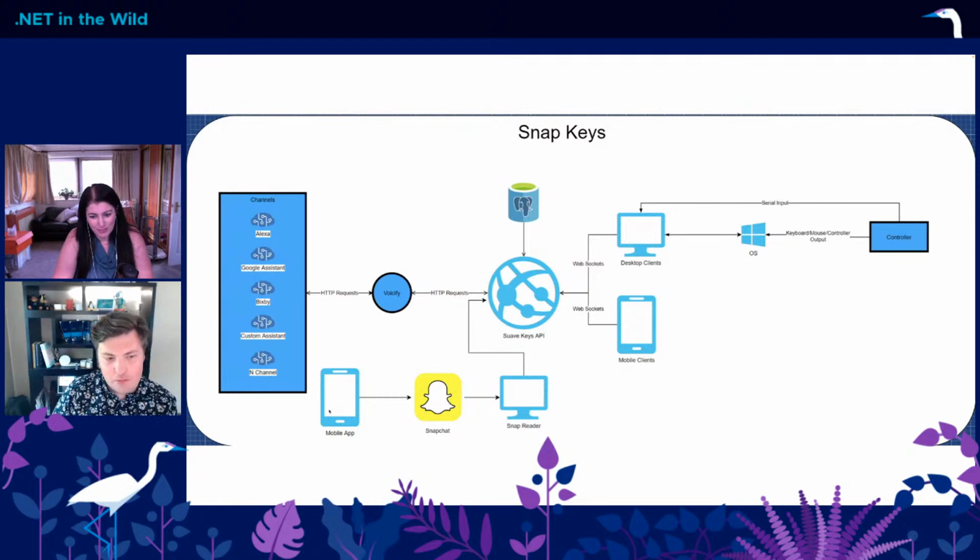Okay, so this is what I was talking about. We had the mobile app, which was in Xamarin, and it would launch Snapchat with the lens installed. It was literally a Xamarin app with a button that had a deep link to the Snapchat lens. And then there's that SnapReader app. By the way, all this stuff is on GitHub, the original prototypes and stuff. It's all in the Suave Keys project.